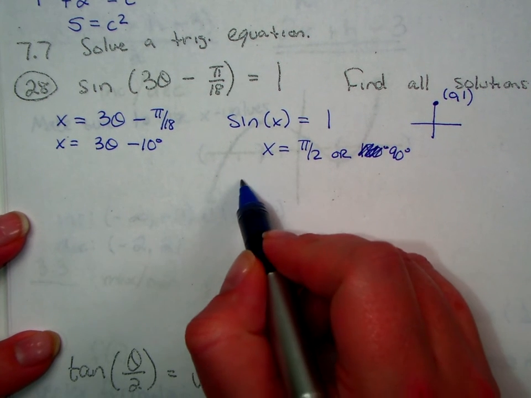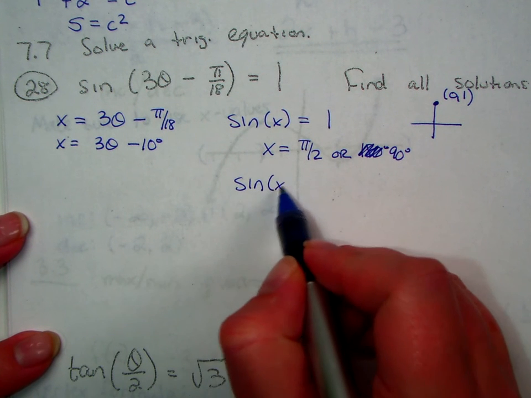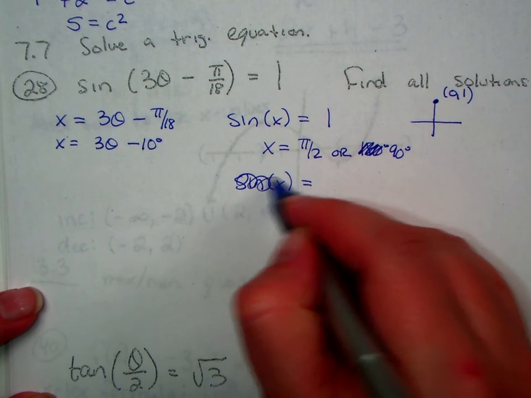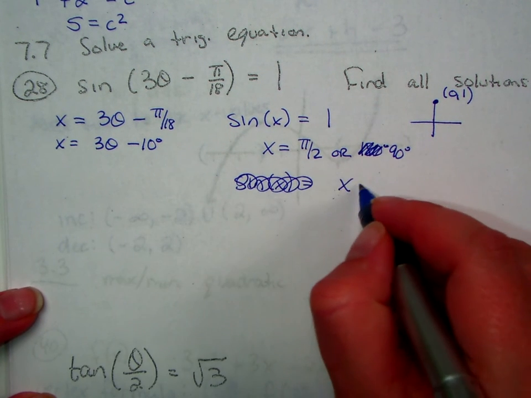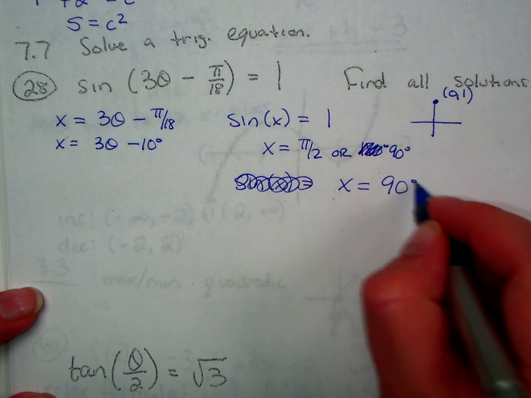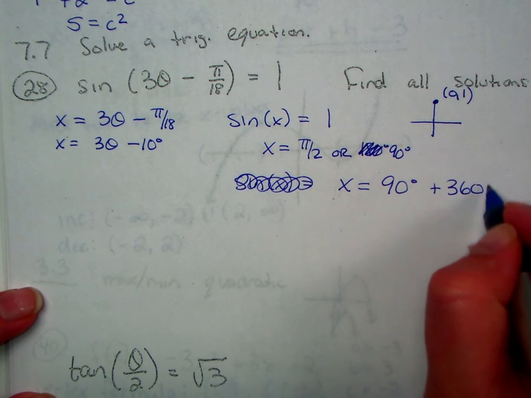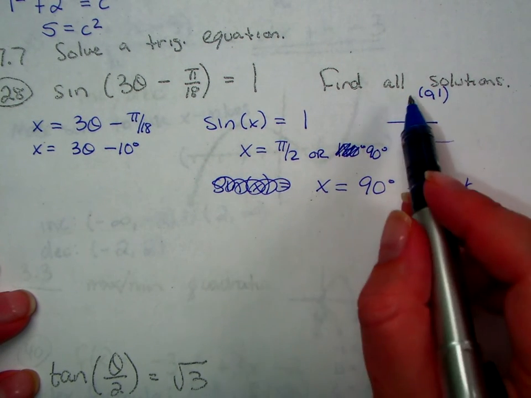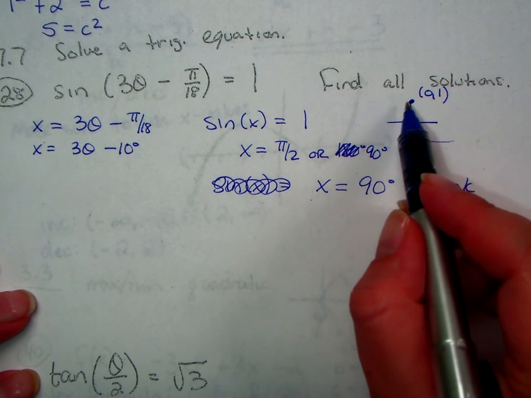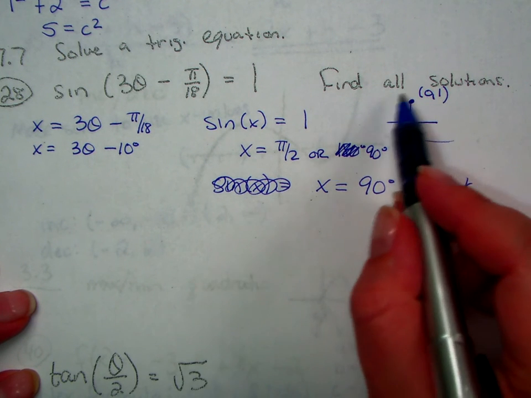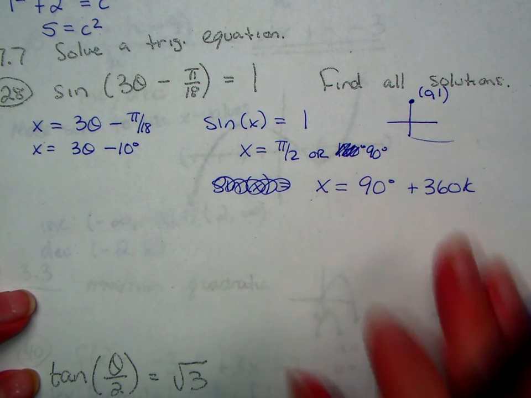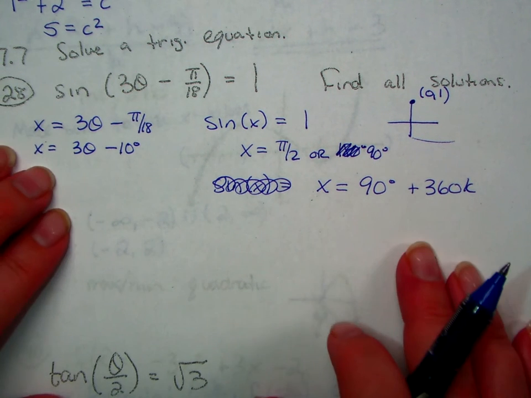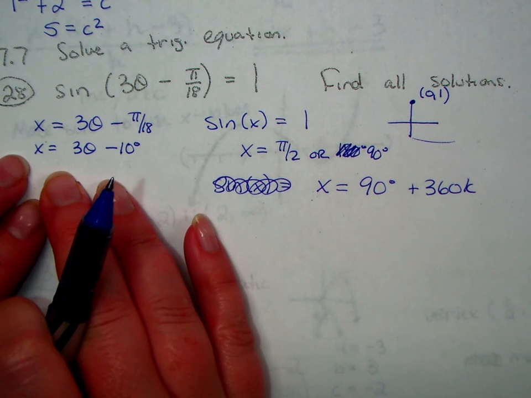So if I were to write the solution, I would say x equals 90 plus 360k, right? Because it's going to occur every 360 degrees. We're going to start at 90, and we can rotate all the way around as many times as we need, right? But we don't want to know the solution for x. We want to know the solution for theta, right?